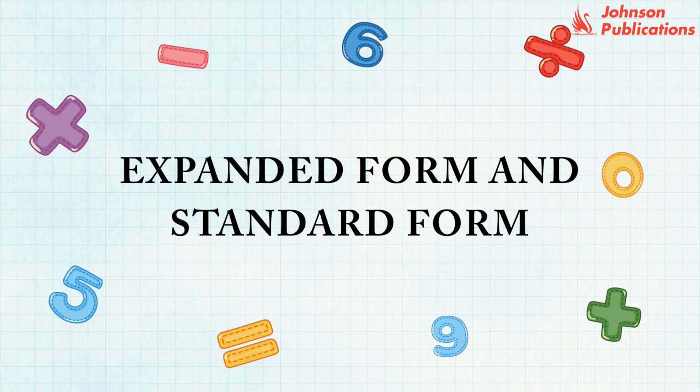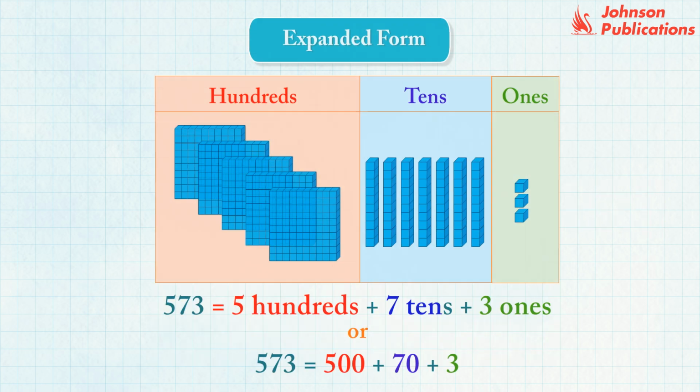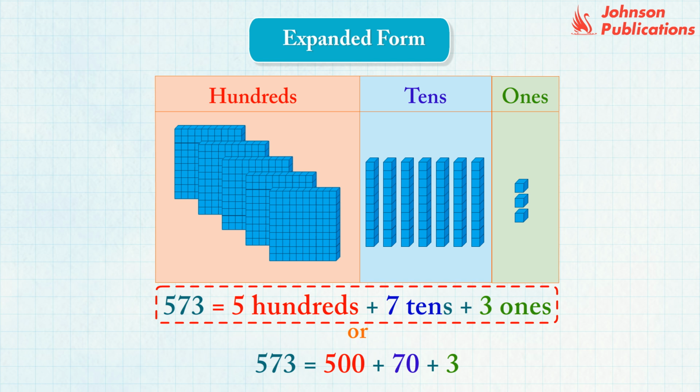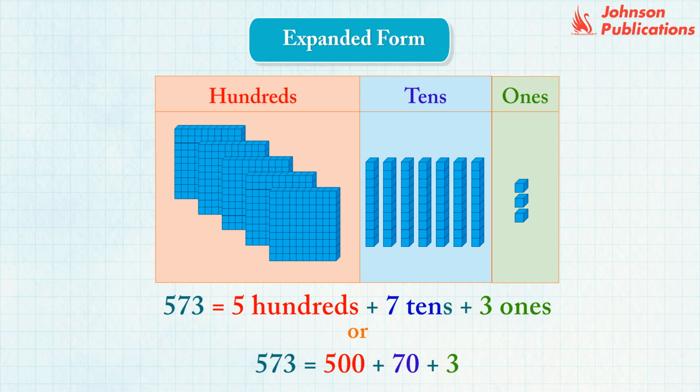Expanded form and standard form. Look at the place value chart on the screen. Here, you can observe that there are 2 different ways of writing a number. When a number is written simply like this, then it is in its standard form. This is also called short form of writing a number. When the number is written like this as 500 plus 7 tens plus 3 ones or 500 plus 70 plus 3, then we say that the number is written in an expanded form.